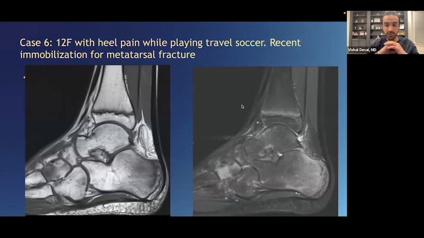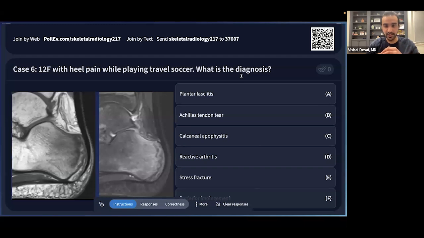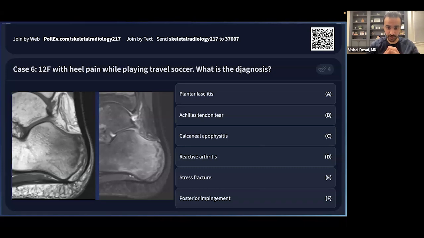Okay, switching over to some posterior ankle or heel pain. So this is a 12-year-old female with heel pain while playing travel soccer. She was recently immobilized for a metatarsal fracture, but recently returned to activity. So what is the diagnosis? Is this plantar fasciitis, an Achilles tendon tear, calcaneal apophysitis, reactive arthritis, stress fracture, or posterior impingement?